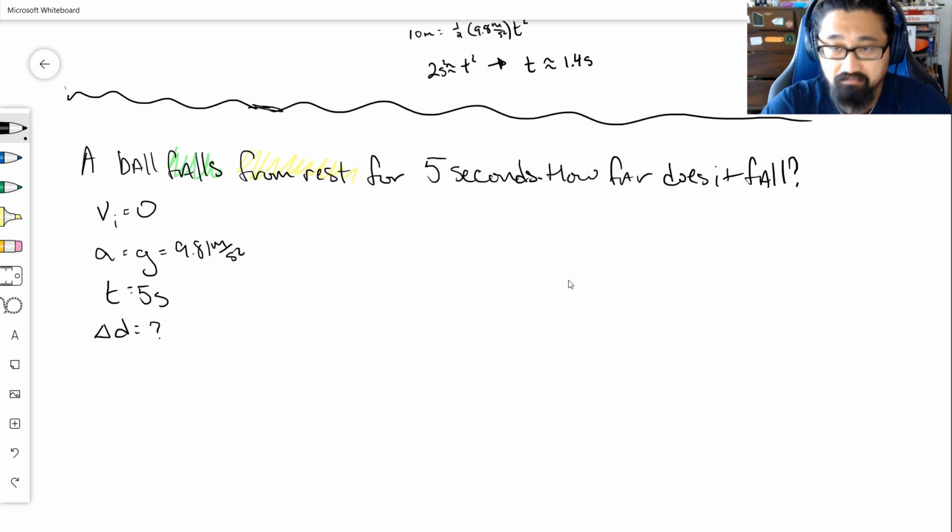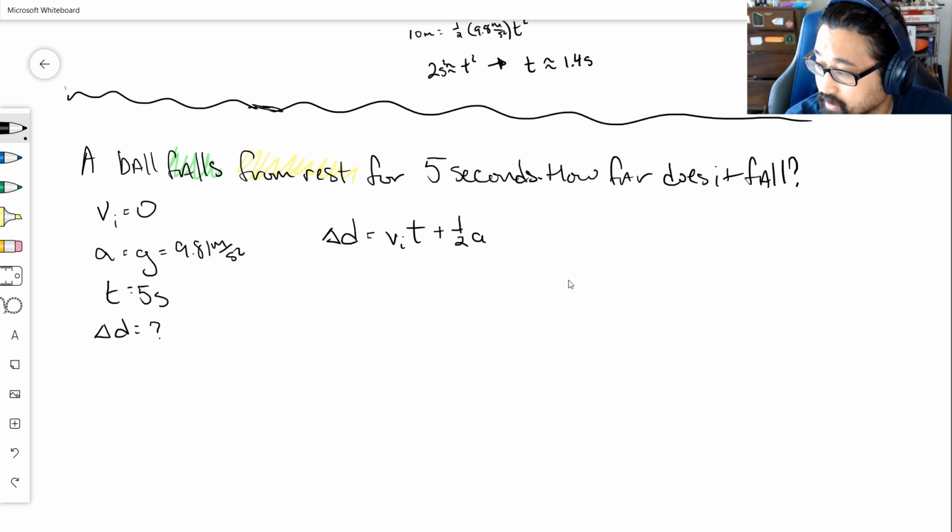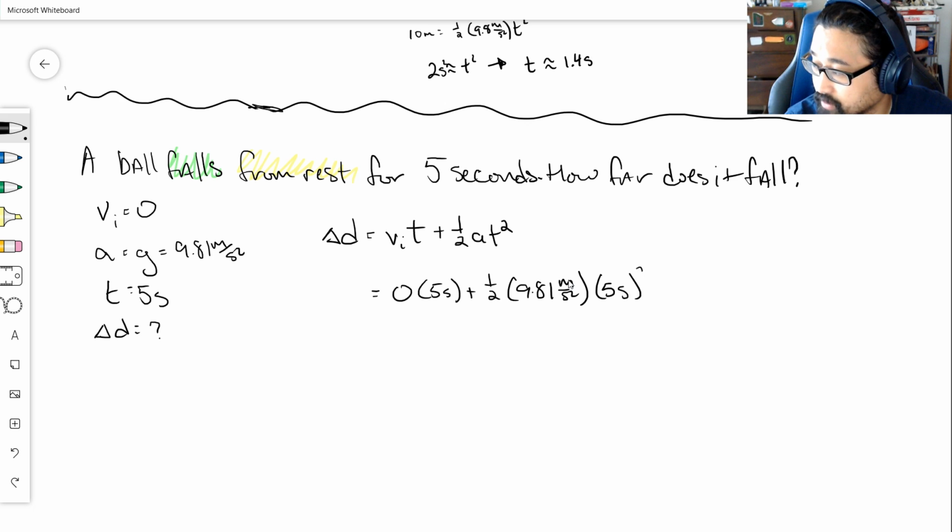So let's take a look. Let's do some math. The change in distance is equal to the initial velocity times time plus half the acceleration times time squared. So it's equal to 0 times 5 seconds plus half of 9.81 meters per second squared times 5 seconds squared. So this first part goes to 0. That's going to be 0 plus 25. Half of 25 is 12 and a half. 12 and a half times 10-ish.